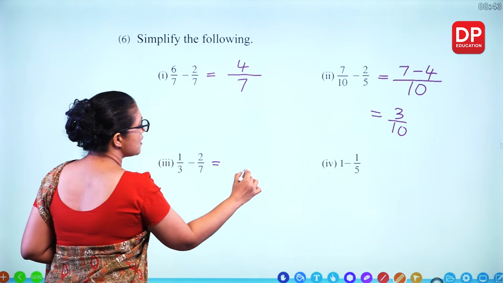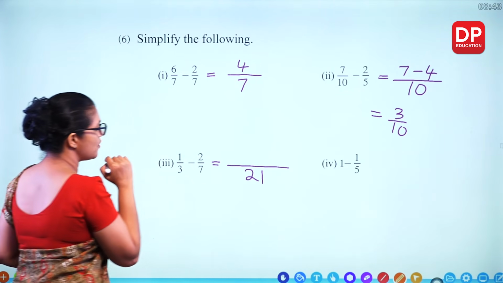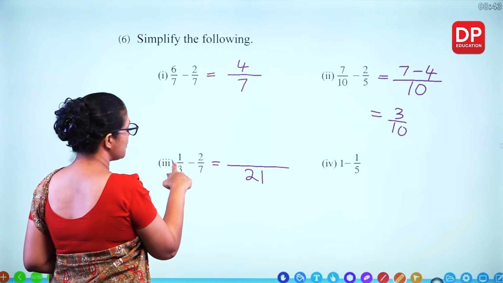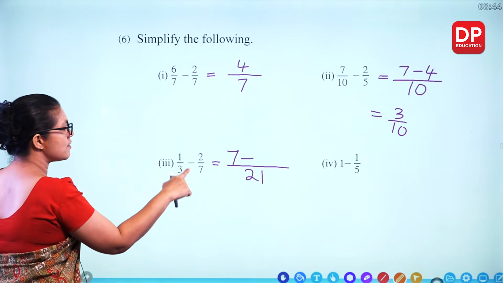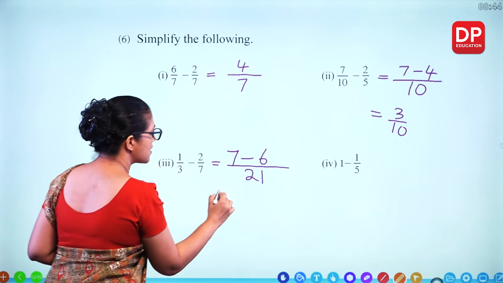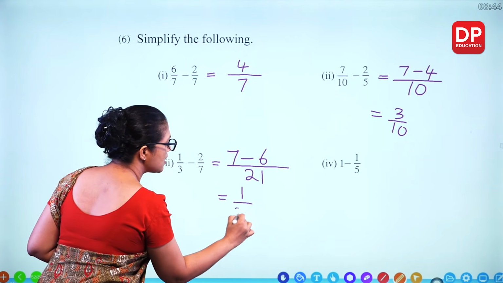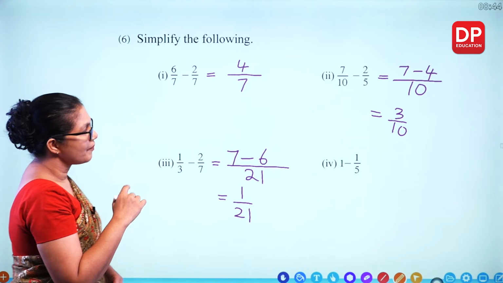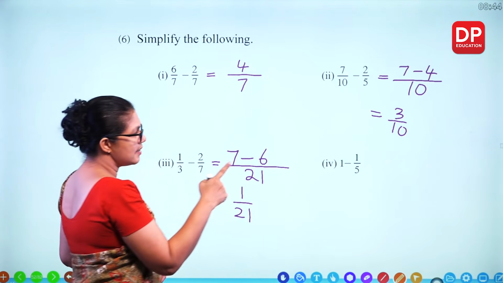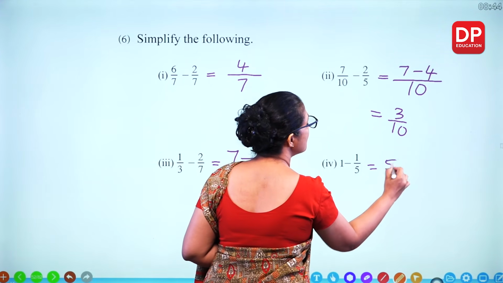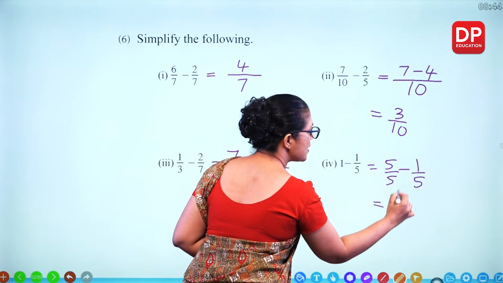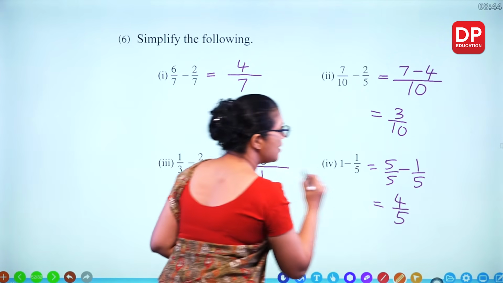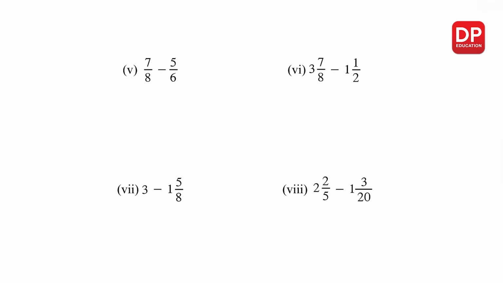3 and 7, what's the lowest common multiple? That's 21. So 7 times 3. So 7 times 1, 7. 3 times 7, 21. 3 times 2, 6. So 7 minus 6, you get 1. 1 you can write as 5 over 5. And minus 1 over 5, you get 5 minus 1 is 4 over 5. 8 and 6, what's the lowest common multiple?